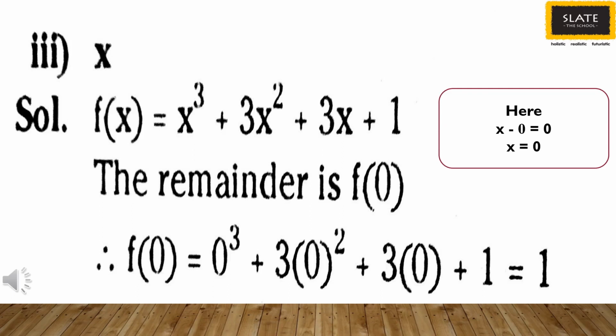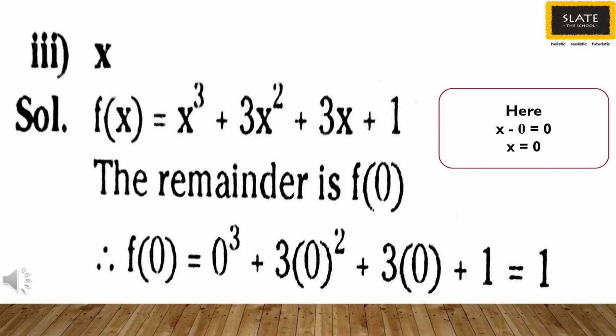Next question, we need to find the remainder when f of x is divided by x. Here, x has to be considered as x minus 0 or x plus 0. When we take x minus 0 is equal to 0, we get x is equal to 0, or x plus 0 is equal to 0, again we get x is equal to 0. To find the remainder, we need to find the value f of 0. Let us see the calculation.